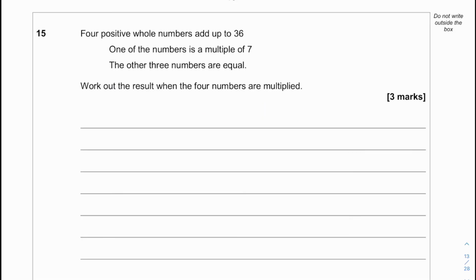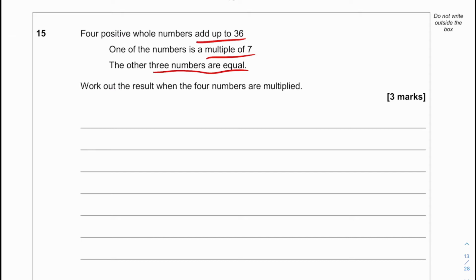Question 15 is a bit of a weird one, and it's worth 3 marks. We have 4 positive whole numbers that add up to 36. One of the numbers is a multiple of 7, and the other 3 numbers are equal, and we need to work out the result when the 4 numbers are multiplied. So the first thing to do is we need to work out what the 4 numbers actually are. So they add up to 36, 1 is a multiple of 7, and 3 of the numbers are equal. So we're going to use trial and error to find out what all the numbers are.